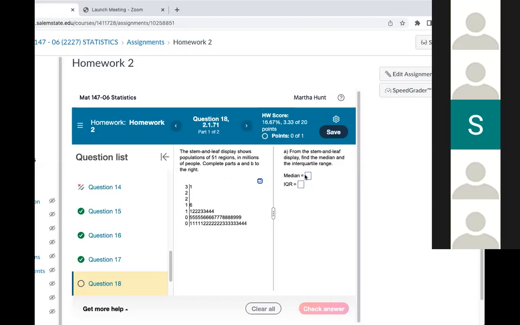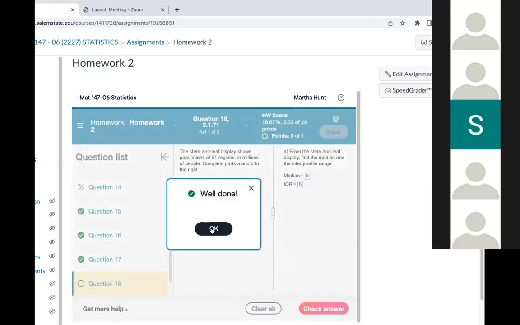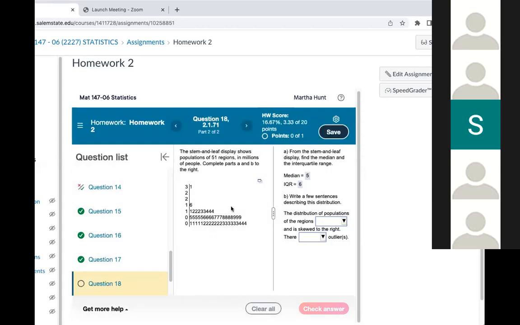Okay. So I can fill this in now. The median is 5, and the IQR is 6. And we can check our answer. And we did it good. And here's the next question.